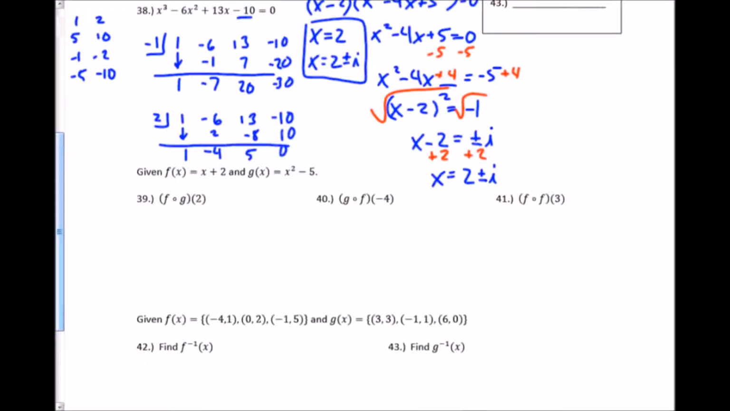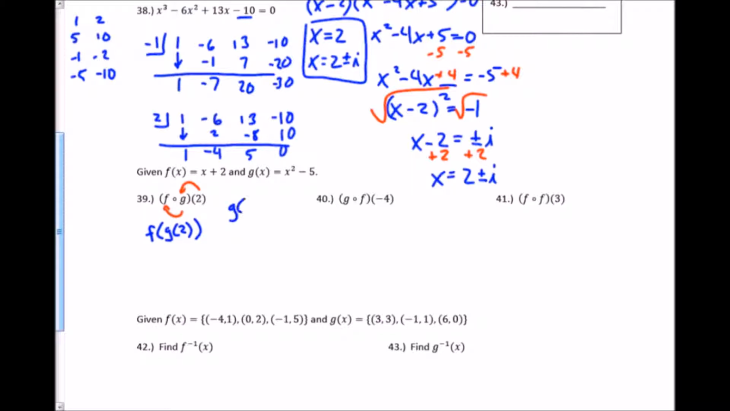For this one, it asked me to do f of g of 2. This is my composition. So essentially what I'm doing is substitution twice. I'm plugging the 2 into the g function, and then I'm plugging whatever that is into the f function. Okay? So I'm doing f of g of 2.